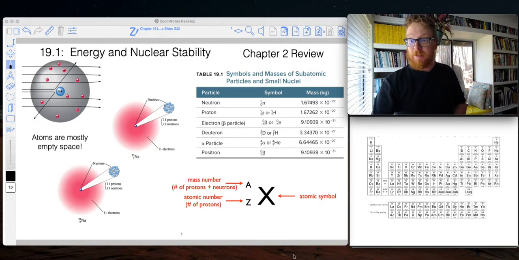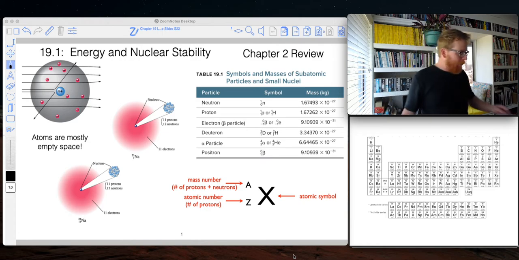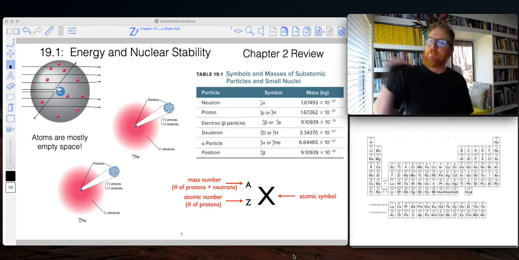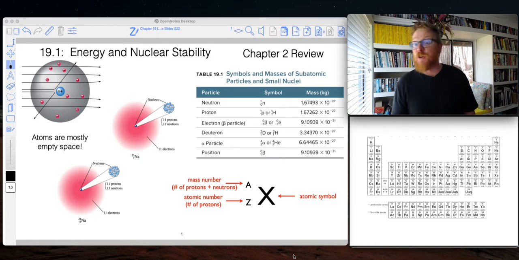Okay, let's get into it. So, a little bit of review of Chapter 2, because we're going to take a deep dive into the nucleus. Okay, and oftentimes in chemistry, we rarely talk about the nucleus because chemistry is done via the electrons. Okay, all the same, let's talk about the nucleus.